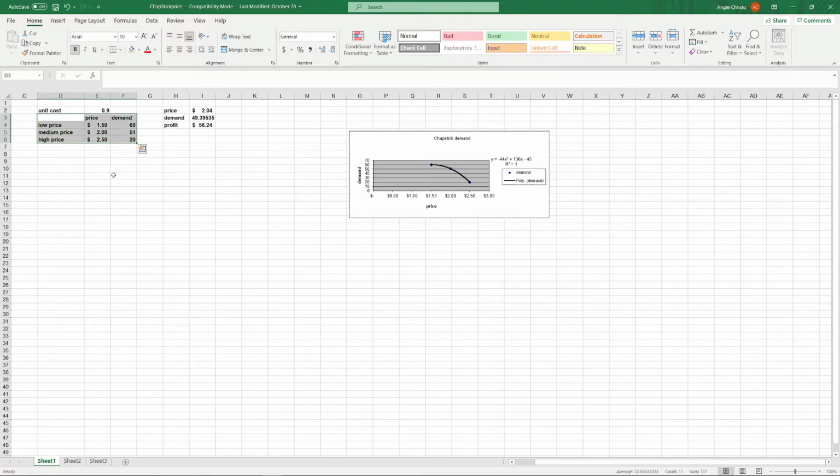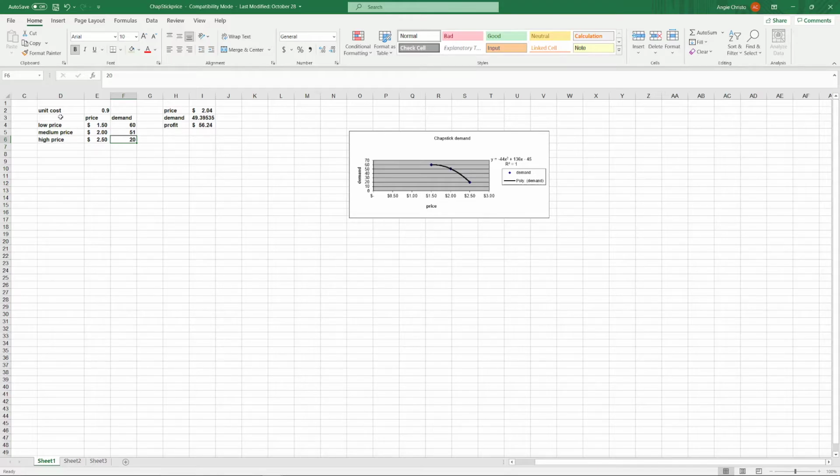let's say you have a product, in this case a chapstick. You know that if you sell it for $1.50, you expect to sell 60,000 of them, say in a week. If you sell it for $2, then you will sell 51,000. If you sell it for $2.50, you will of course sell fewer, and that would be 20.